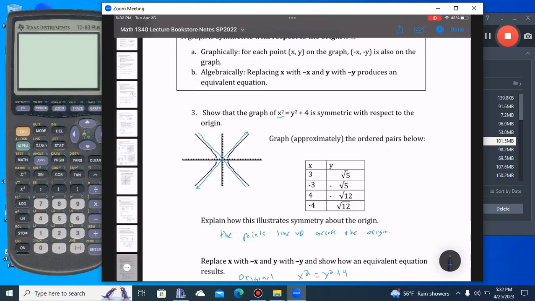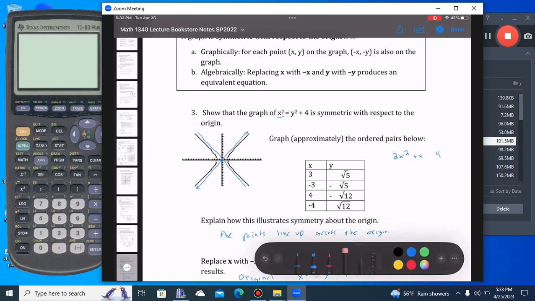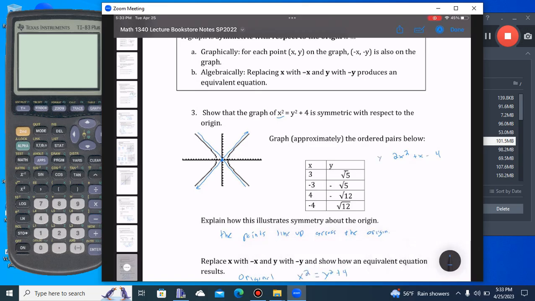So, for example, let's go through a couple different ones. If we have y equals 2x squared plus x minus 4, you have an even and you have an odd power. This is not going to be symmetrical. If we have 2x squared plus 8, now the constant will be considered an even power. The 2 is also even. That should be symmetrical to the y-axis.